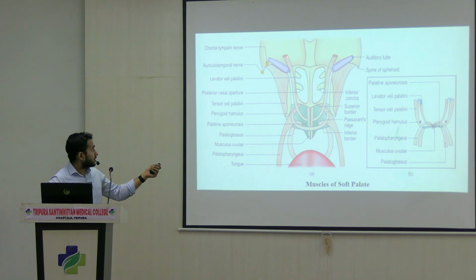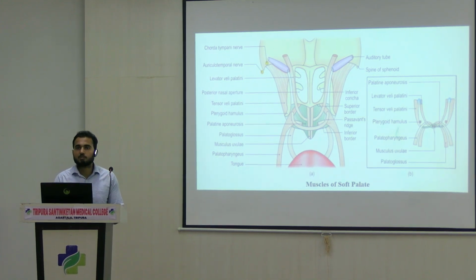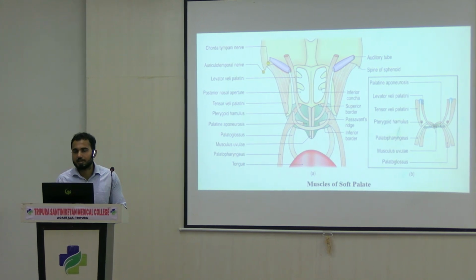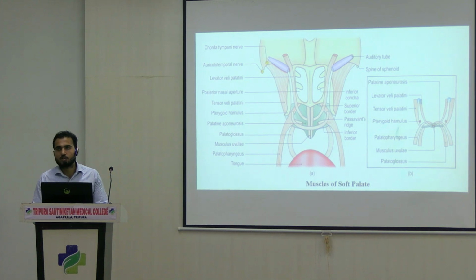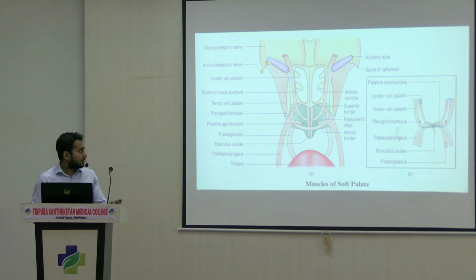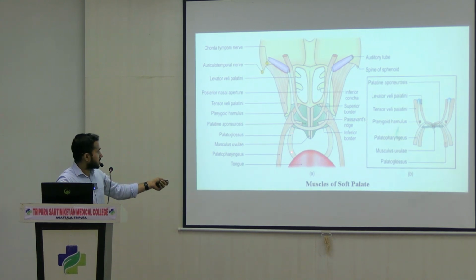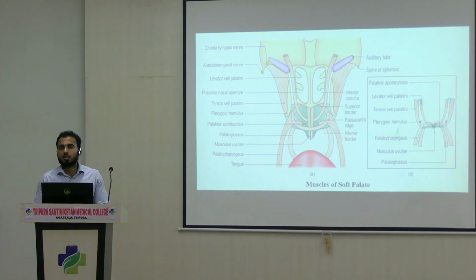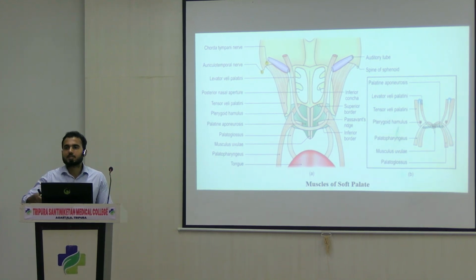Next is the levator veli palatini. Levator means what will it do? It will elevate. So it elevates the soft palate. Along with that it also helps in opening of the pharyngotympanic tube. Mainly it elevates the soft palate during swallowing and yawning. Next, what is the function of palatoglossus? Palatoglossus we have already studied during the tongue. Mainly it will lift the tongue, so it helps in elevating the tongue.